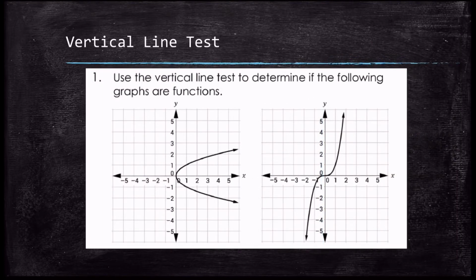So let's try this. Use the vertical line test to determine if the following graphs are functions. So you go try that now. Okay. So on the first one, it hits that blue line in two places. Therefore, it is not a function. Now on this one, if I were to move this anywhere, it's only going to touch at one point. Therefore, this graph is a function.